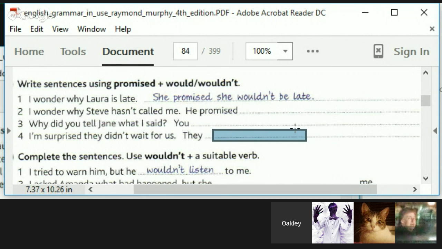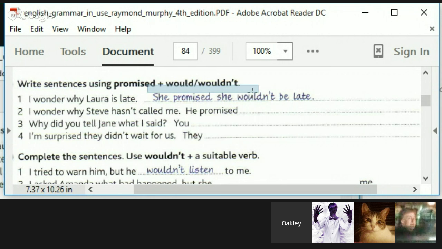Frankly, it sounds a little whiny when you say the whole thing. I'm surprised they didn't wait for us. They promised they would wait for us. Why didn't they wait for us? It sounds a little bit complainy, whiny to actually say the full form. Instead of just transferring information, you sound like you're kind of whining about it, actually, in reality.